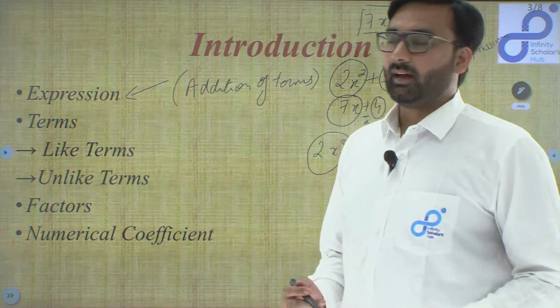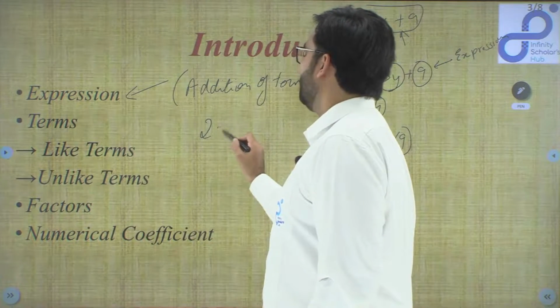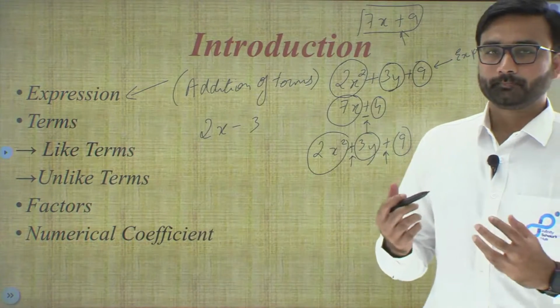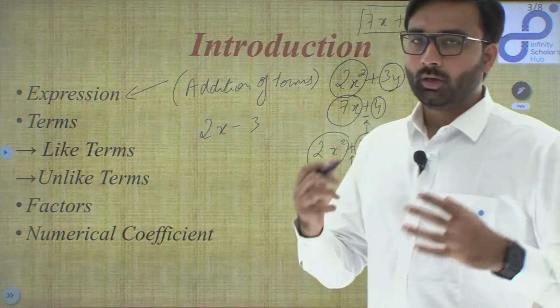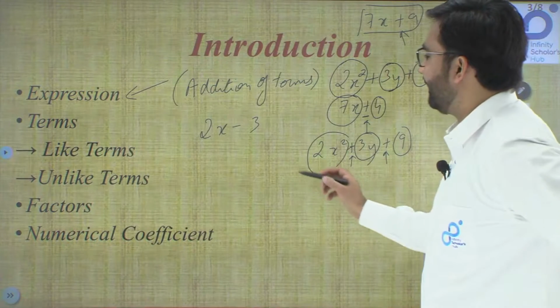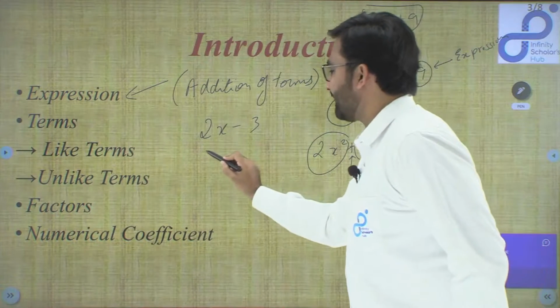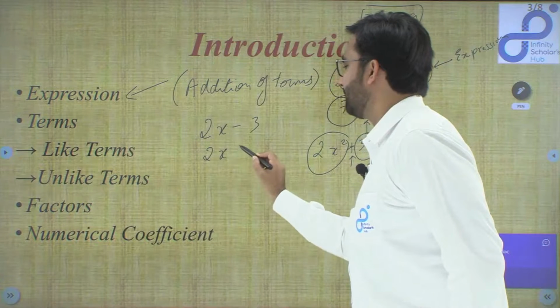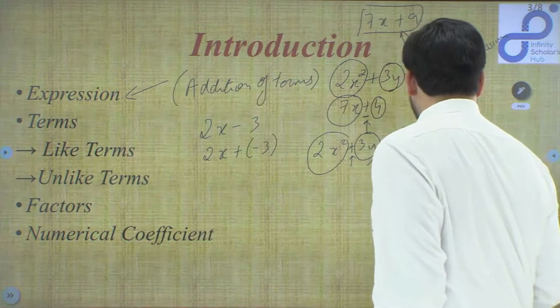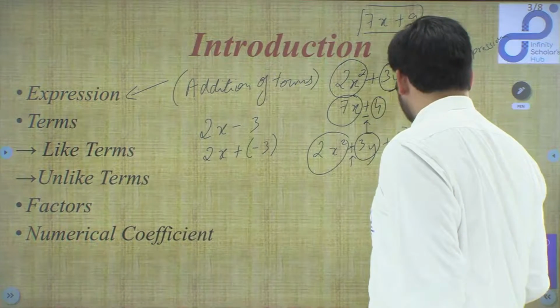Now a question may arise that if I give you 2x minus 3, whether this is an expression or not. So this is also an expression. Why this is an expression? Because see, if you see over here, I can write this expression as 2x plus and minus 3, okay. I can write it in this way.